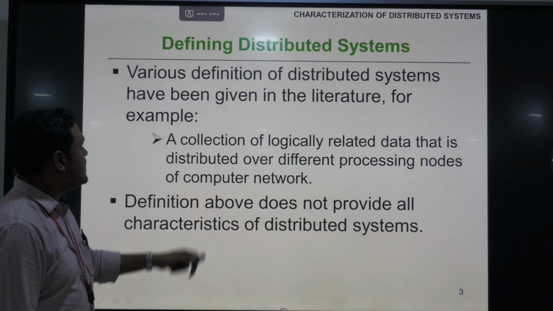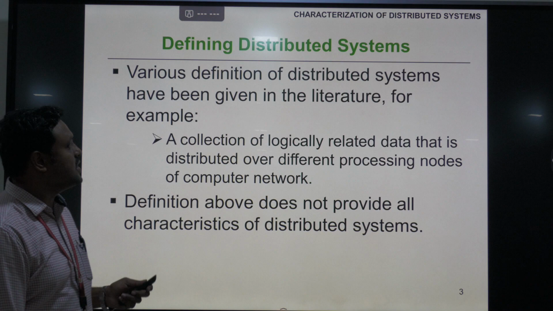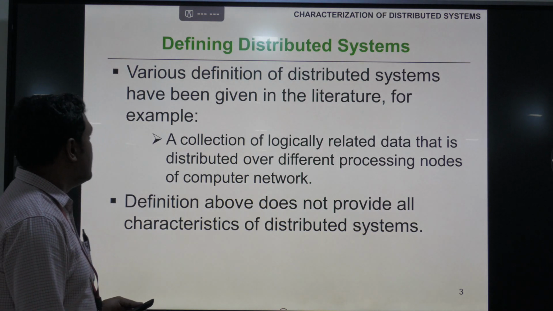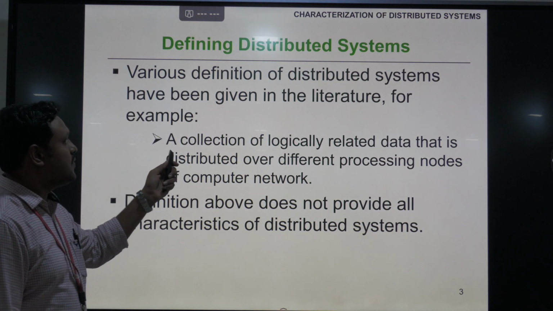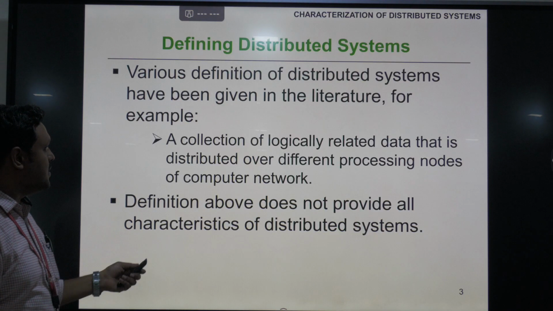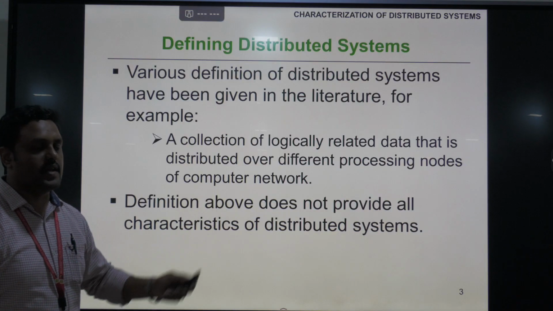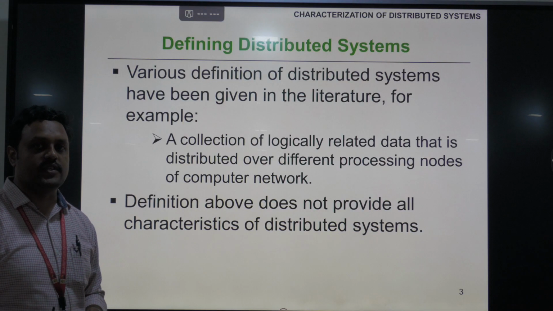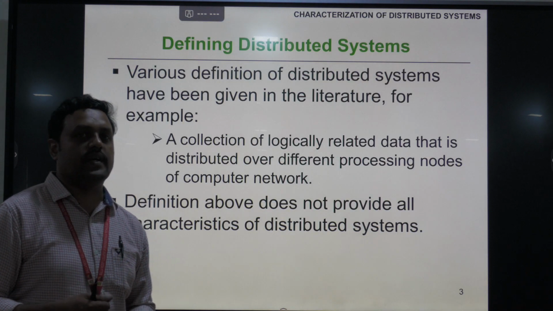So, starting with defining distributed systems. Various definitions of distributed systems have been given in the literature. For example, this is one of the examples. There are many definitions given by many authors, so let us see them one by one.